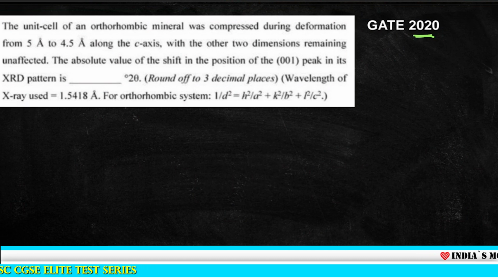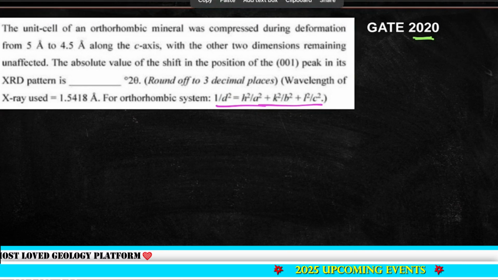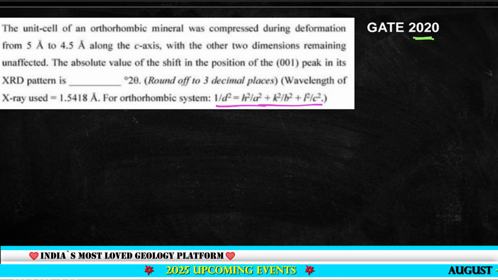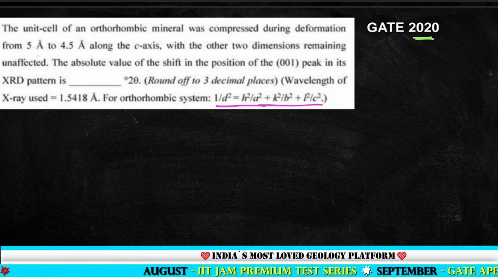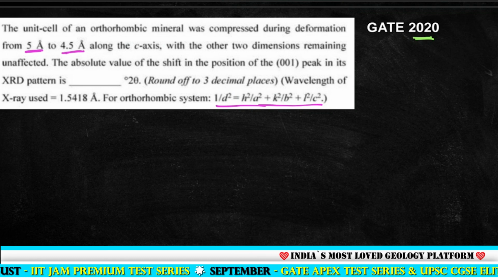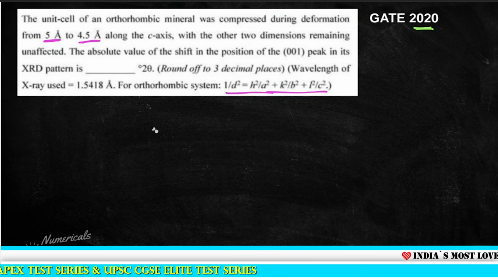What is happening here? See, for the orthorhombic crystal system, I had told you this, because GATE asks this again and again. Okay? So what is happening here? You just have to do two different calculations. So the first one is, read what is written here first. The unit cell of an orthorhombic crystal system is going to be compressed during deformation from 5 angstrom to 4.5 angstrom. So before the deformation, what is happening here?